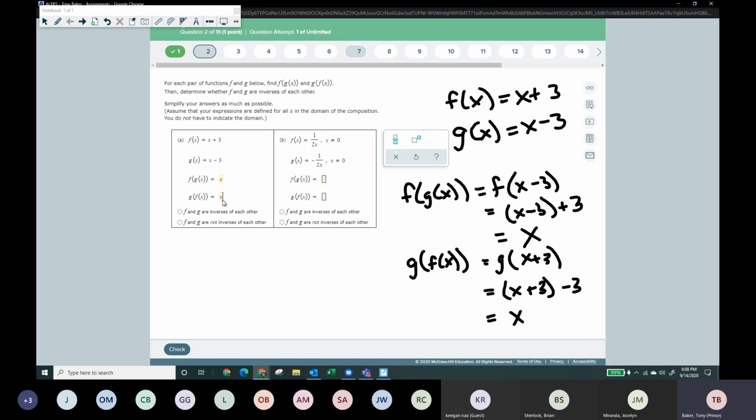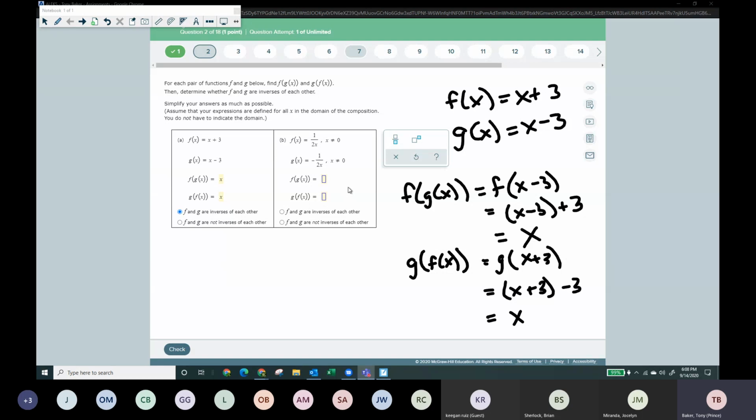As long as they both come out to be x, they have to be exactly x, nothing else, no negatives, not the same, they both have to be exactly x. Then they're inverses of each other. If they do not come out to be both exactly x, they are not inverses of each other.